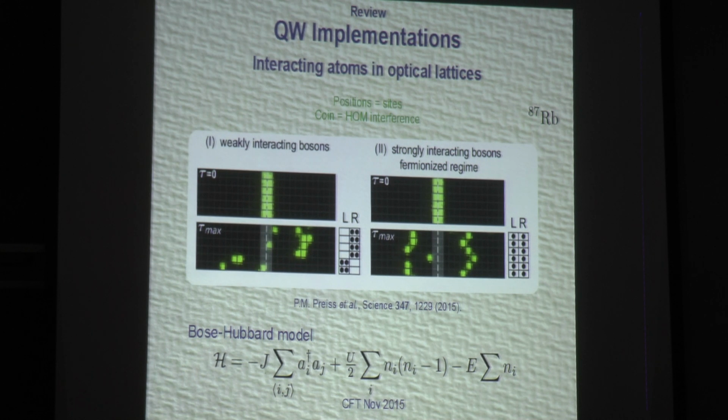Quantum walks have also been implemented with condensed matter systems, and in particular, the most interesting one, from my point of view, is the demonstration using rubidium atoms in optical lattices. They were prepared in the Mott insulating phase. The work has been investigated for weakly interacting bosons and strongly interacting bosons in the fermionized regime. This is the only demonstration of quantum walk where the particles are interacting particles.